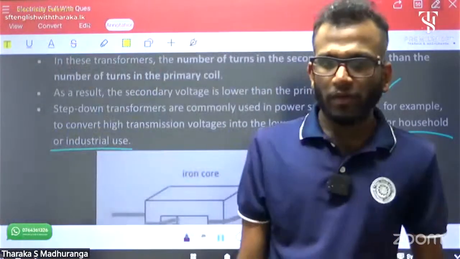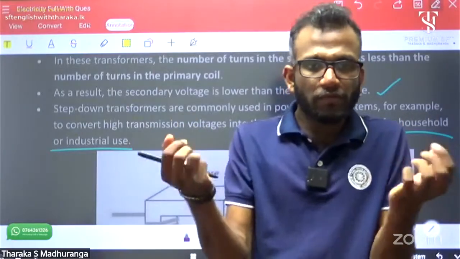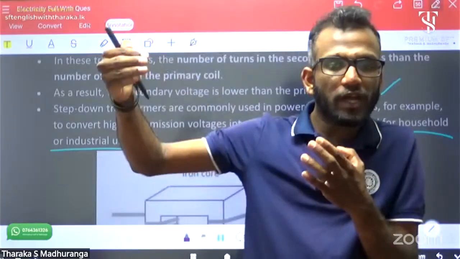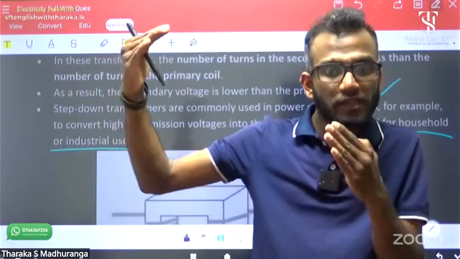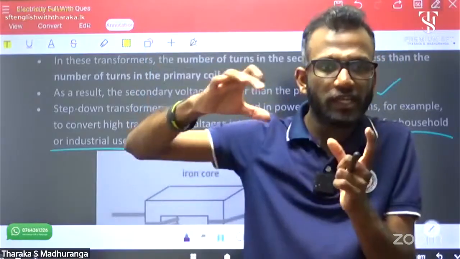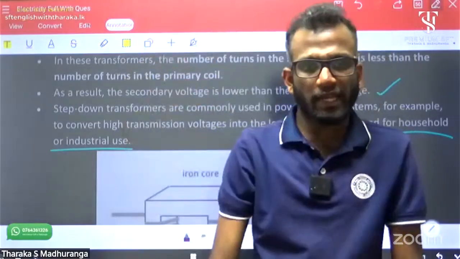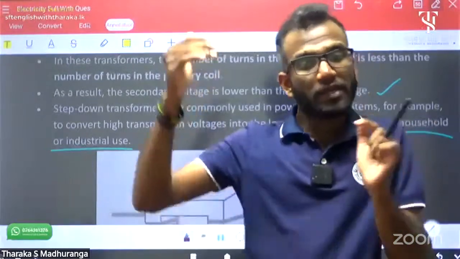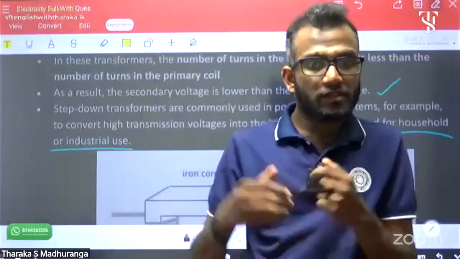Yes. Normally, into your village, how is energy transferred? As 33,000 volt. It's a higher voltage. I got the point. You can separately identify how these systems work.